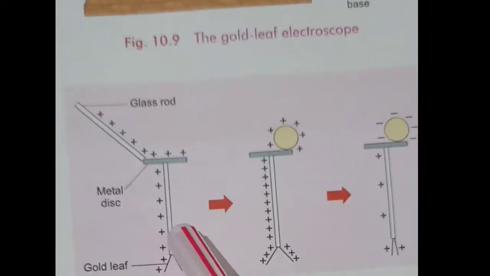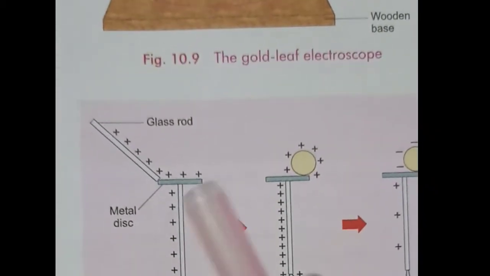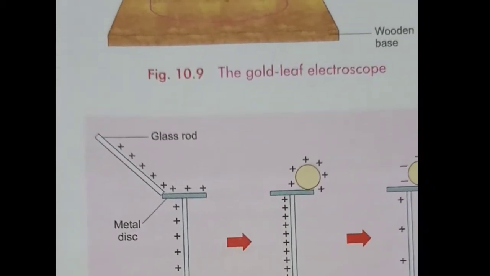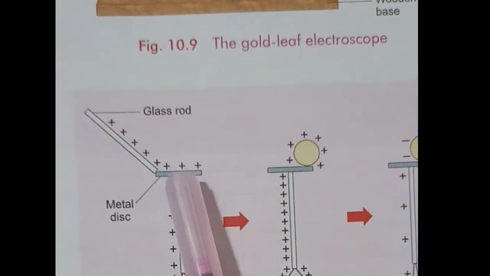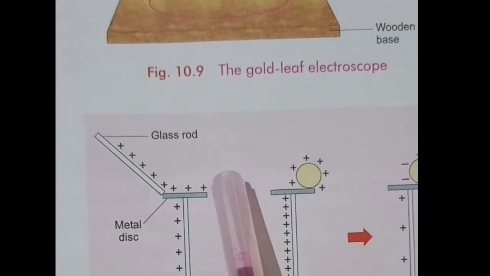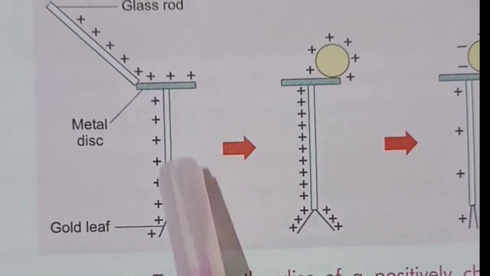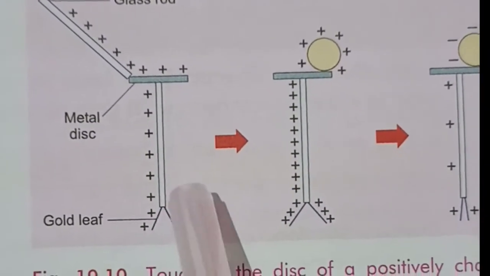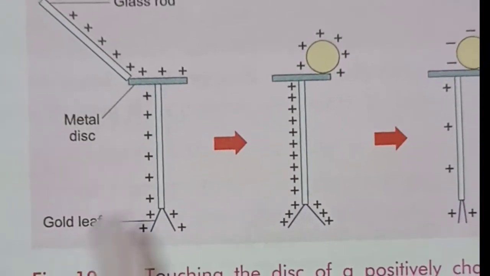So let us see this one diagram. Suppose I rub a glass rod on the silk and touch the disc of this gold leaf electroscope. Then what will happen? It will get a similar charge by conduction and there will be divergence in the gold leaf. It will diverge this way.